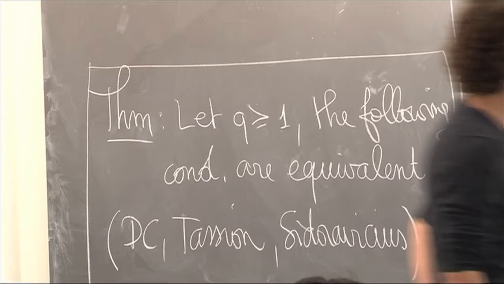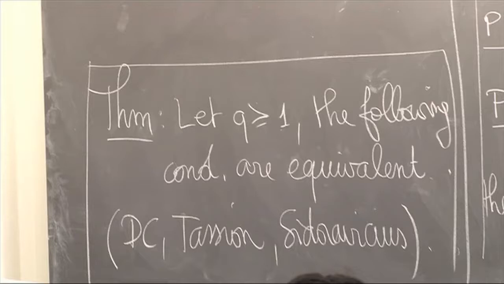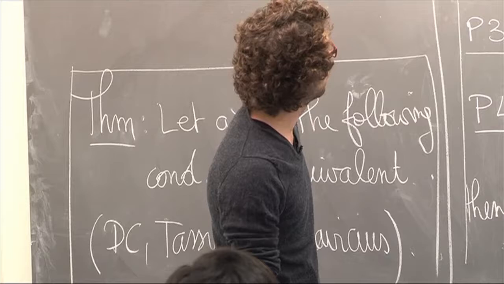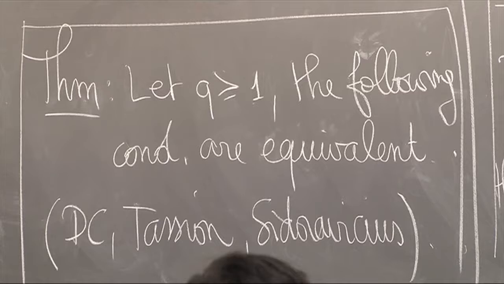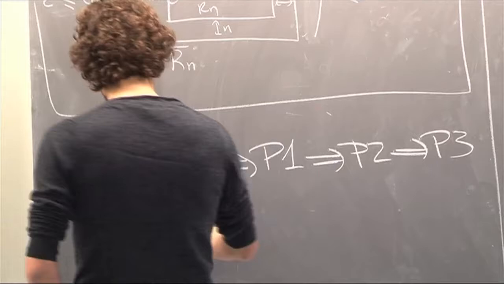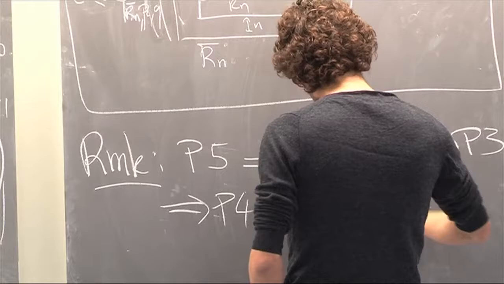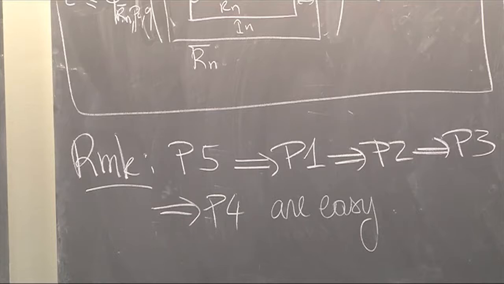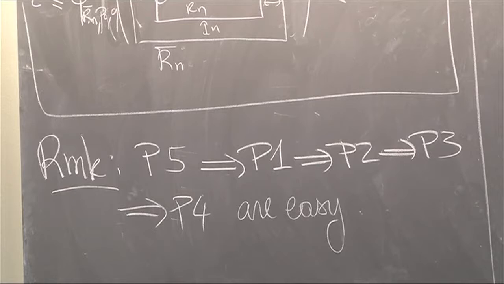OK, a few remarks maybe on this. The first one, and you are going to do them in exercise, is that P5 is the strongest condition somehow. P5 implies P1, which implies P2, which implies P3, which implies P4. These implications are easy, relatively easy, in the sense that in the exercise sheet, maybe the one of next week, you will see that you can do these ones. These ones are not very difficult.